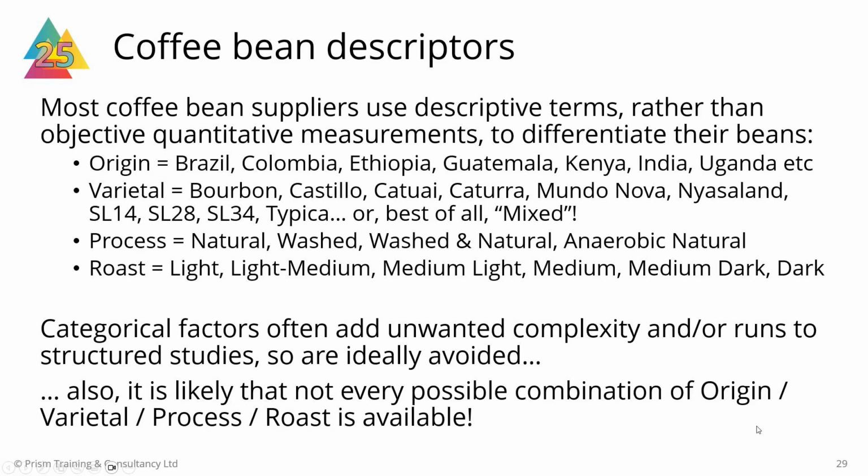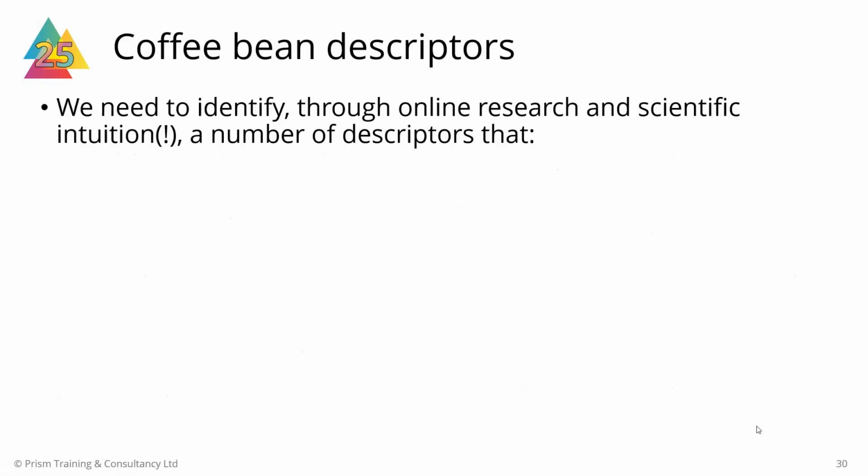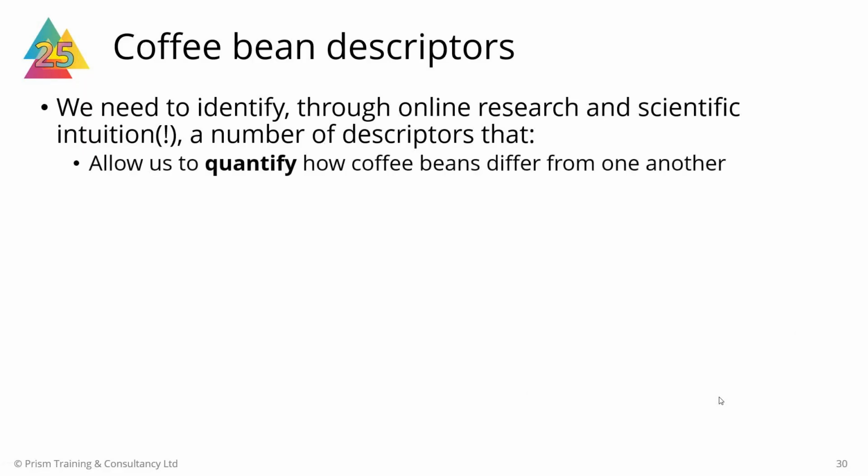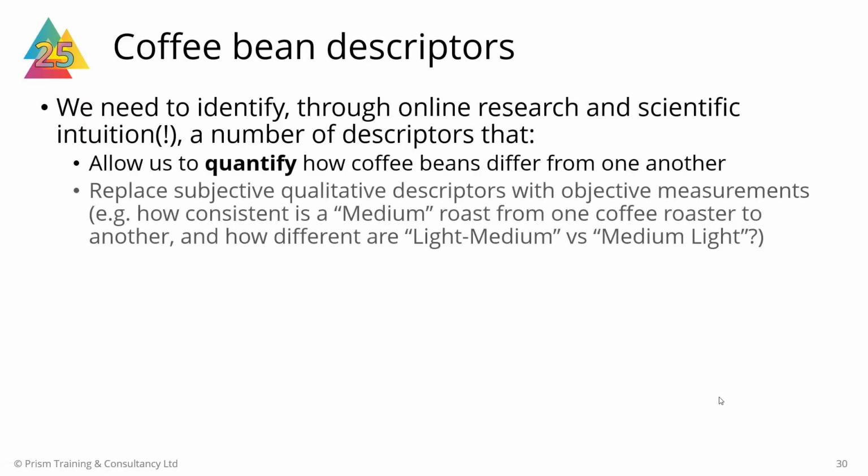So again, I want to move away from these categoric labels, and instead what I want to try and do is find out how I can describe these coffees numerically. Now, there's a lot of research and reading went into this, but ultimately, as I say, what I want to do is quantify the beans so that we can replace the labels, like a medium roast or a light medium roast or a medium light roast. How are they different? How are they similar? How different are they? Well, again, it's very difficult to say unless we can find some numbers to describe it.